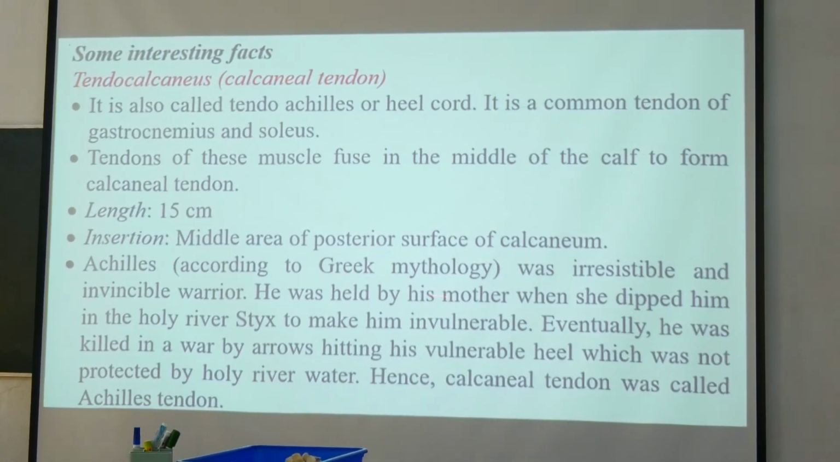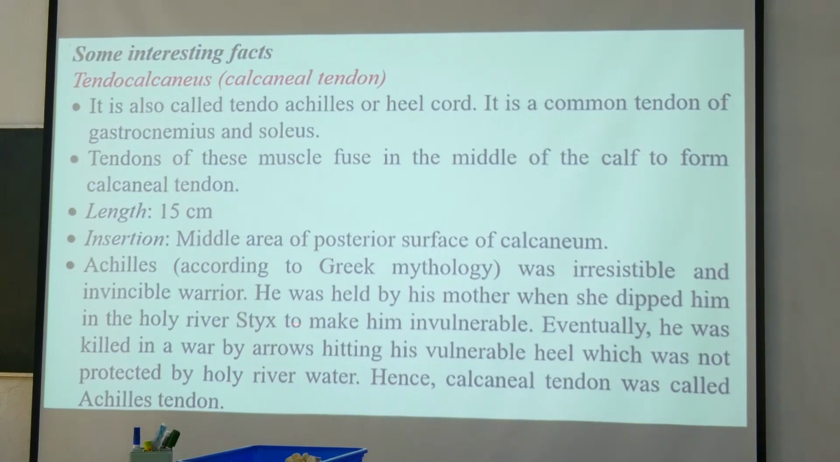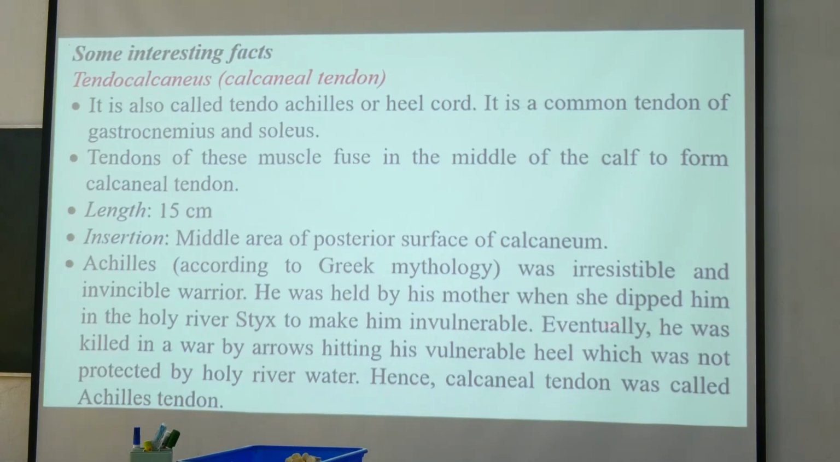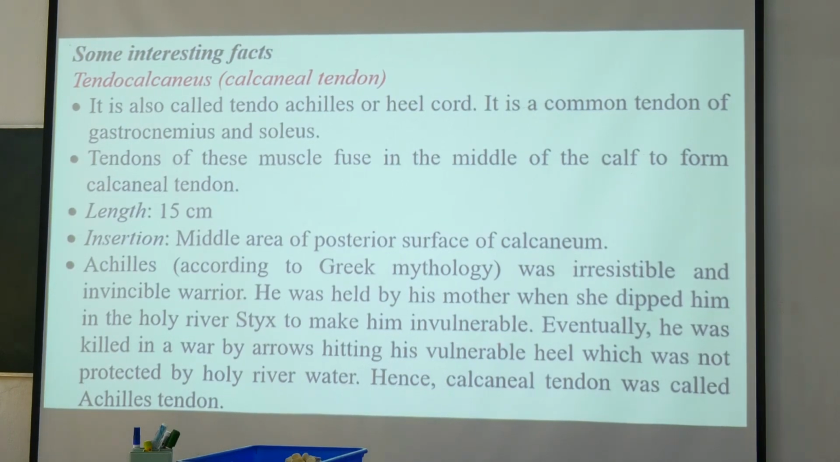Why? According to Greek mythology, Achilles was an invincible warrior, and he was held by his mother when she dipped him into holy water for making him invulnerable, and he was killed in the war by being hit on this tendon. Okay, because it was not protected by this holy water. From that mythological story, it is also known as tendo Achilles.